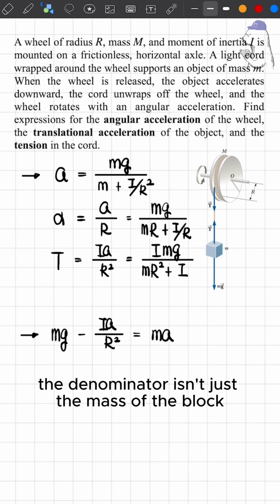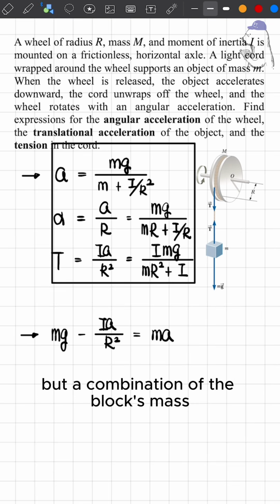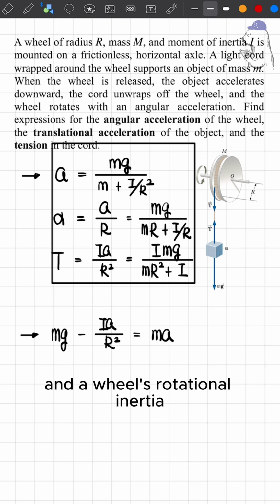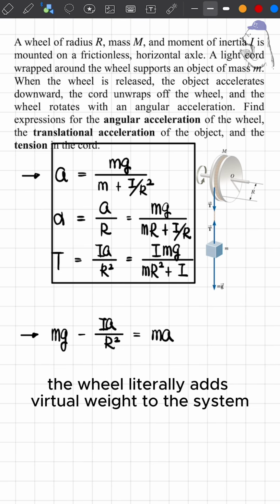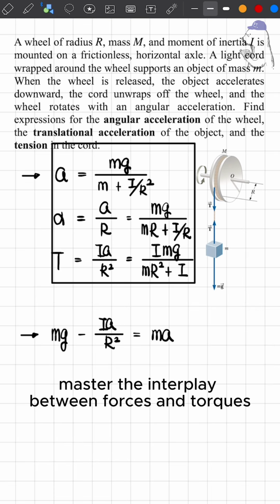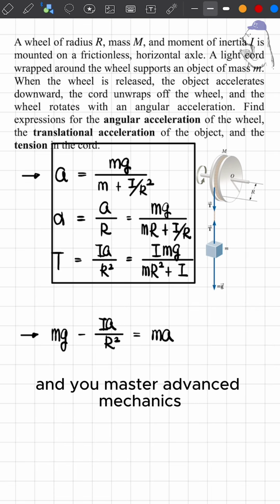Notice how the denominator isn't just the mass of the block, but a combination of the block's mass and the wheel's rotational inertia. The wheel literally adds virtual weight to the system. Master the interplay between forces and torques, and you master advanced mechanics.